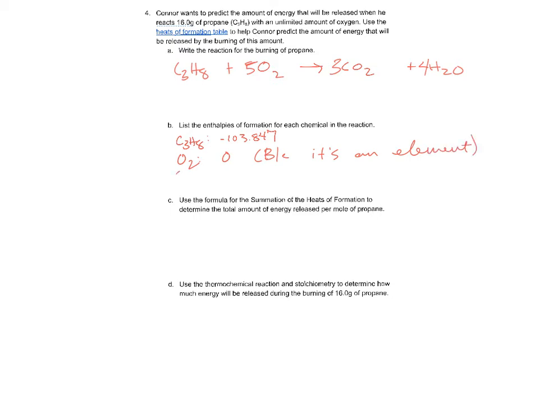The other compounds are carbon dioxide, which has an enthalpy of formation of negative 393.714. These are all kilojoules per mole. And then water. There are different versions of water, and the one we're talking about is the liquid version. The liquid version of water has negative 285.767 kilojoules per mole. Those are the 4 enthalpies you're going to need in order to do this equation, the summation of the heats of formation.